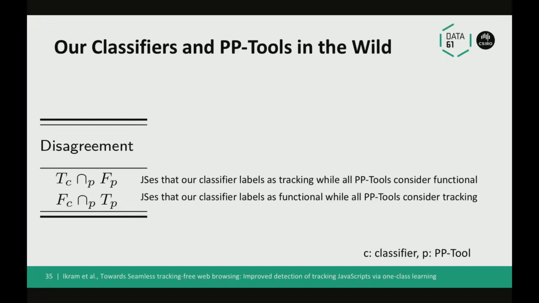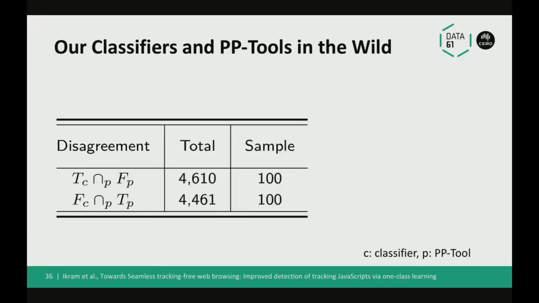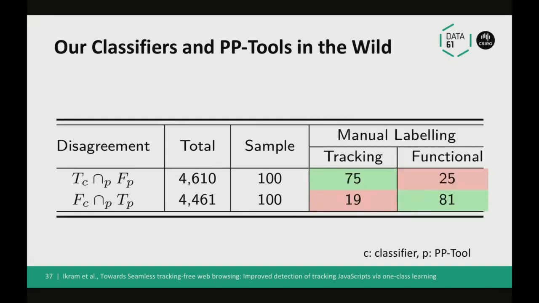We dig into this disagreement and analyze it. We try to find out whether our classifier was right or the privacy preserving tools were right. So we look into the JavaScript that our classifier labels as tracking while all the privacy preserving tools considered it functional. Similarly, we look into JavaScripts that our classifier labels as functional and all the tools considered tracking. From this we have a set of more than 4,000 JavaScripts. In both cases, we randomly select 100 samples and apply manual labeling to them.